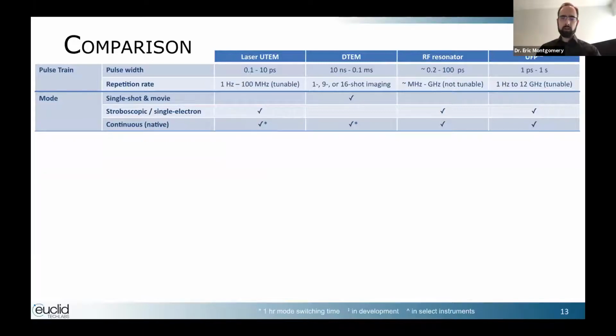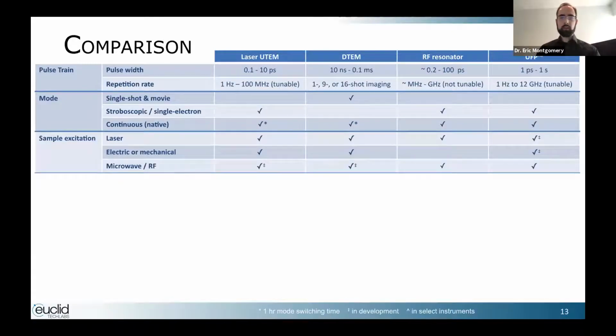Typically, there is a delay time when switching between continuous and pulsed mode in the laser-based systems because of the need to reset the temperature on the source. So that takes about an hour to switch over, perhaps a bit less. And on the RF side, it's very, very fast, just a few seconds to switch off the RF.